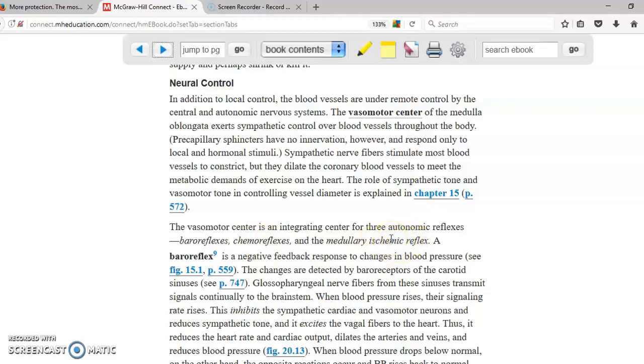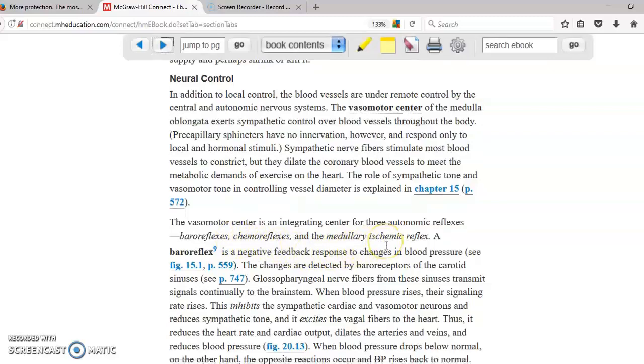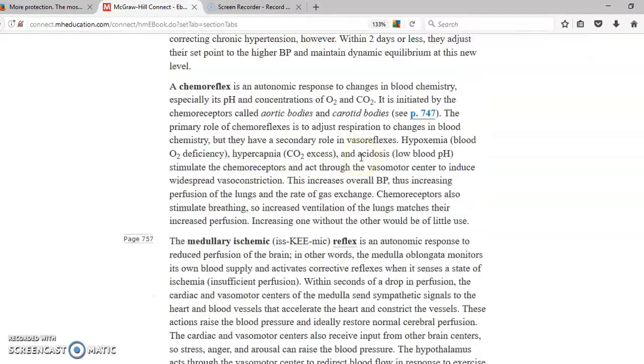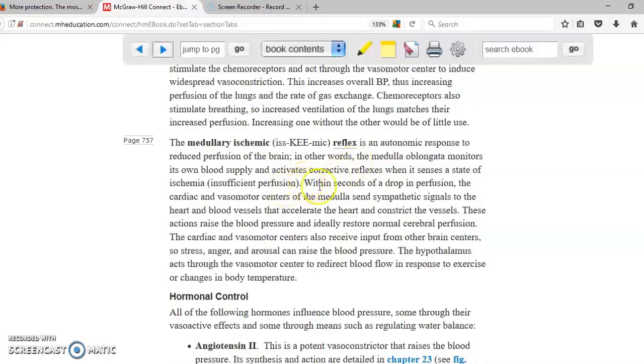Ischemic reflexes, that's your brain. If your brain senses that you have low levels of oxygen in your brain, then your brain immediately is going to trigger baroreceptors to increase the blood pressure and therefore to increase the blood flow in your brain, so your brain can get the necessary amount of oxygen that it needs. Again, chemoreceptors, we've talked about carbon dioxide already. Medullary, as I was telling you, this is for the brain.